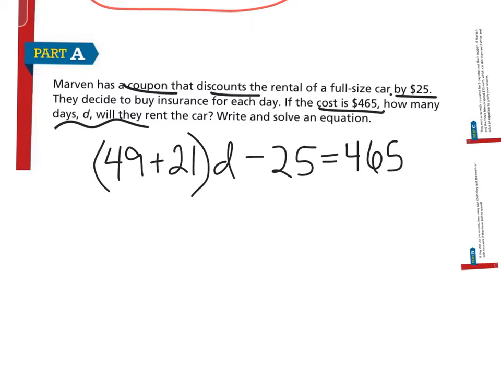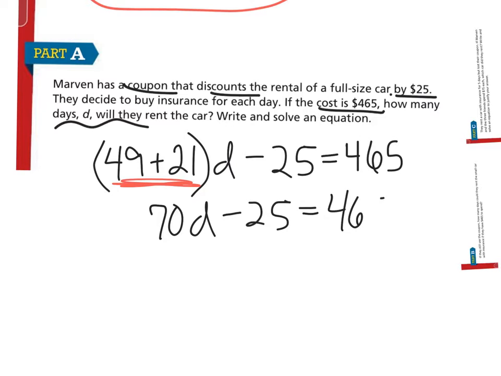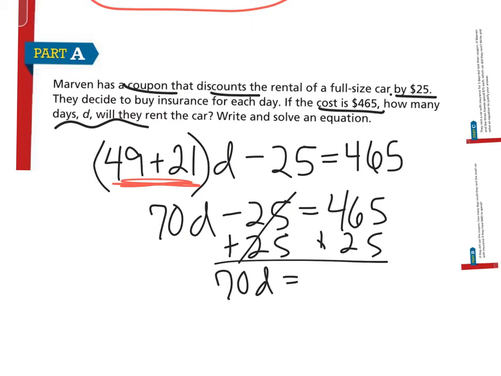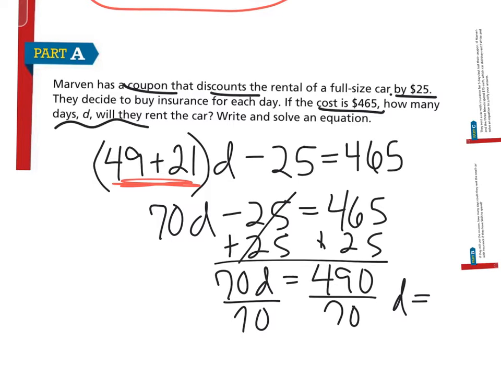With this problem, you could distribute here, since these are just numbers inside here. If we can combine the things inside the parentheses, we want to try to do that. So if you just add those together, it would be 70, and then that gets us to a two-step equation. In this case, they're subtracting 25, we can add 25. And then they're multiplying by 70, so we can divide by 70. When you do that, you'll get 7. So that means that they rented the car for 7 days.